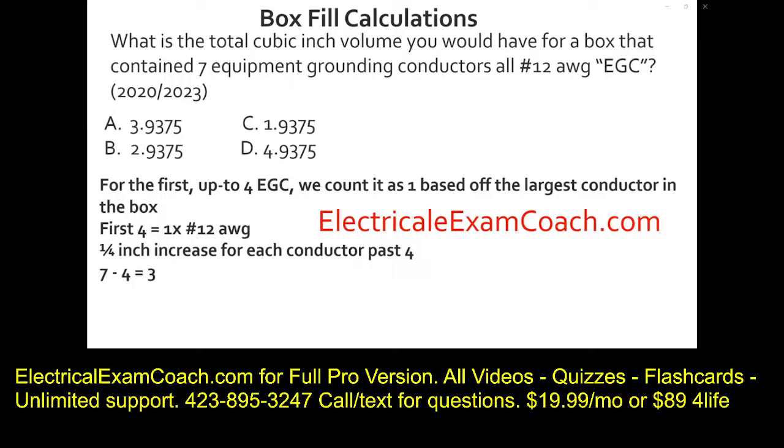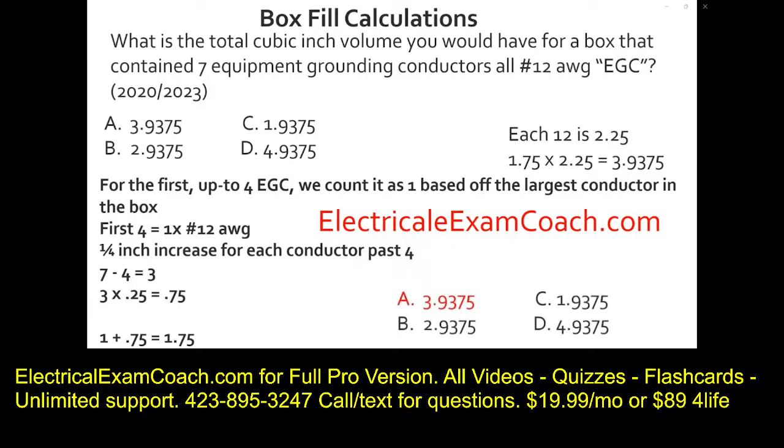We have 7 total, and we're going to minus 4 because those first 4 we counted as 1. So we have 3 left over, and we're going to take those 3 and multiply it by 1/4. And that gives us 0.75. So we have a total of 1.75 conductors based off whatever the largest conductor is in the box. In this case, there's only number 12s. So we would take that 1.75, multiply it by the cubic inch volume for a number 12 conductor, and we end up with 3.9375 cubic inches for our equipment grounds.